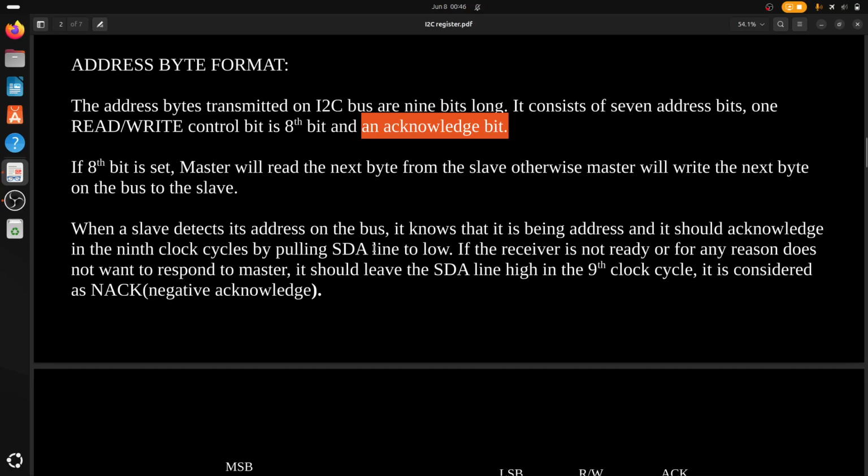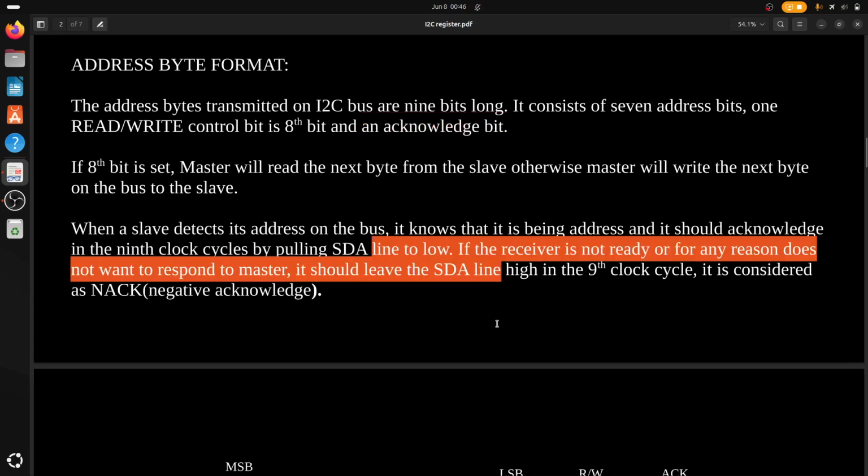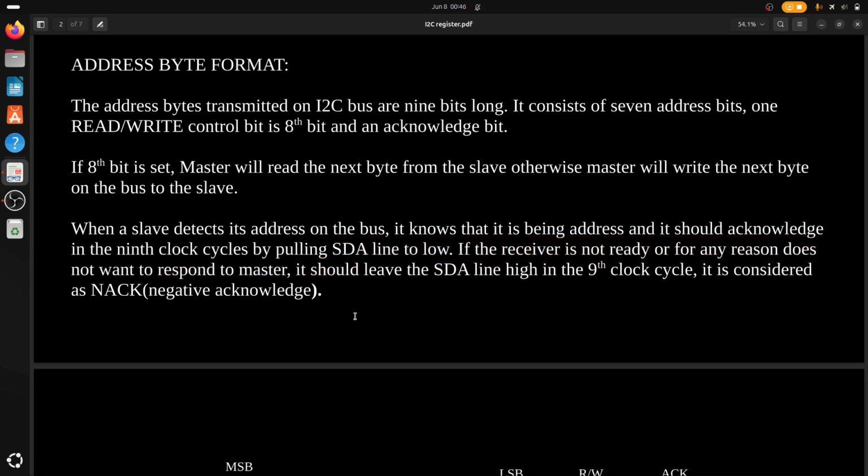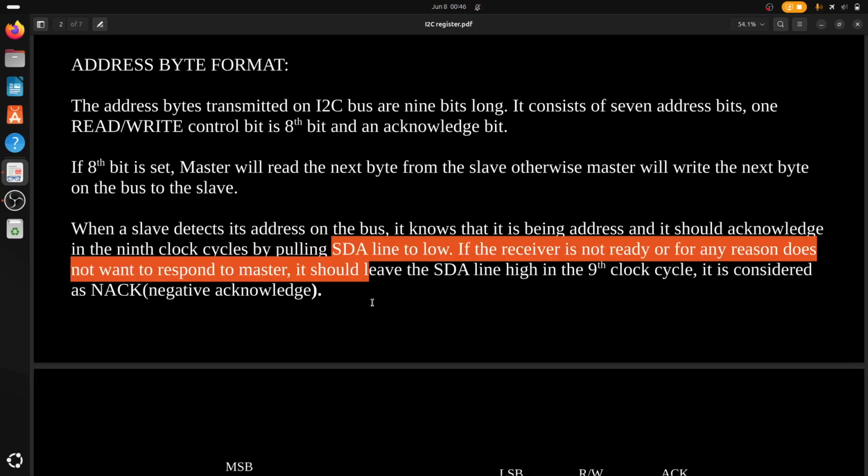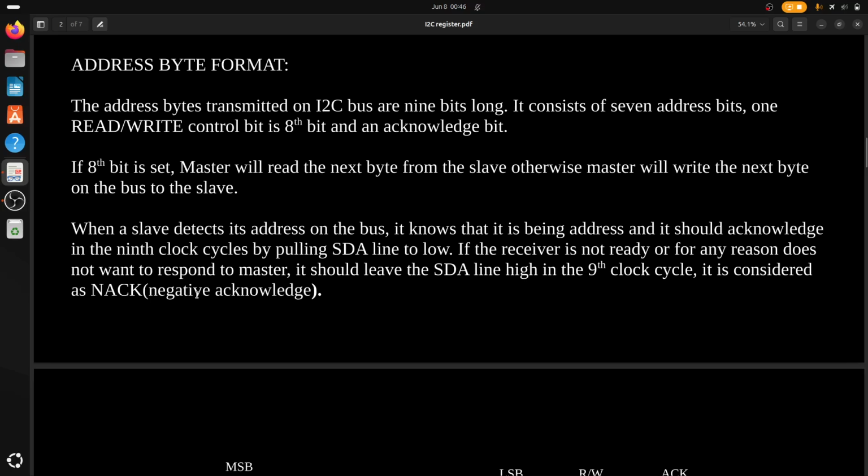And as I have told, if it doesn't want to receive any data, then it keeps the SDA line high so that it doesn't receive any kind of data, because it is busy handling the data of the previous process. So negative acknowledgement means NACK. Yes, sometimes I'll send an example.